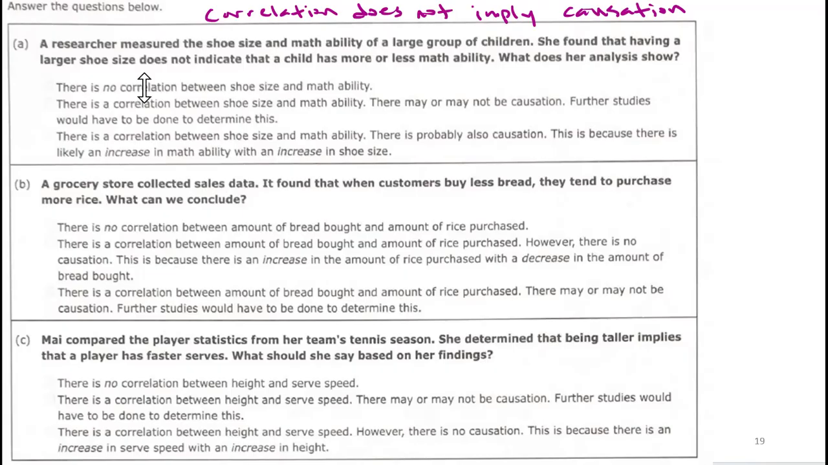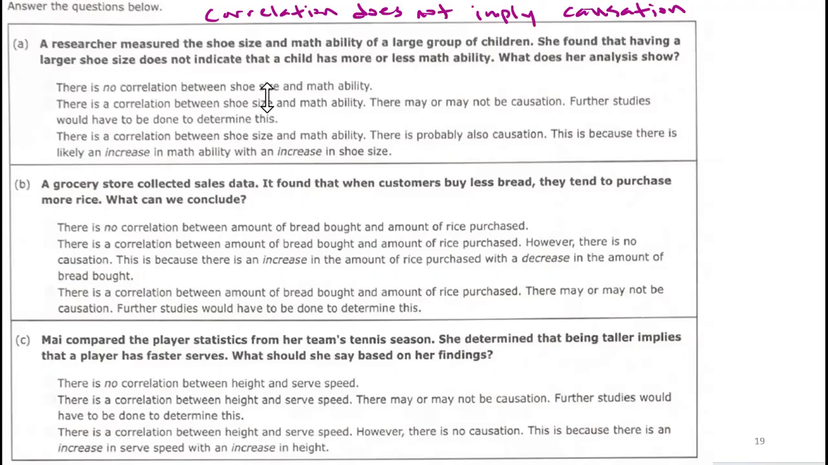All right. But if you go to the first one here, a researcher measured the shoe size and math ability of a large group of children. She found that having a larger shoe size does not indicate that a child has more or less math ability. What does her analysis show? Well, the answer to this one is going to be the first one. There is no correlation between shoe size and math ability.